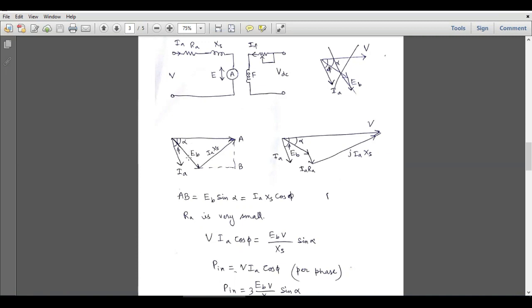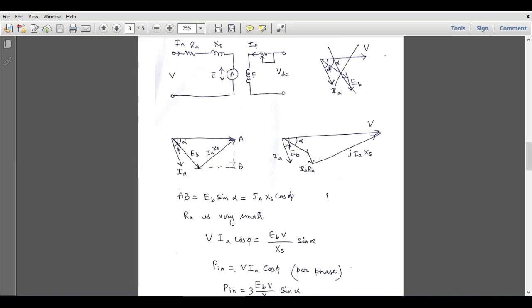So now we have to calculate this vector AB, and this AB vector can be represented by two expressions. So first expression will be written in terms of this EB. This EB will have two components. This is the horizontal component, and this will be the vertical component. Since its angle is alpha, the horizontal component will be EB cos alpha, and the vertical component will be EB sin alpha. So AB will be equal to the vertical component of EB. So AB is equal to EB sin alpha.